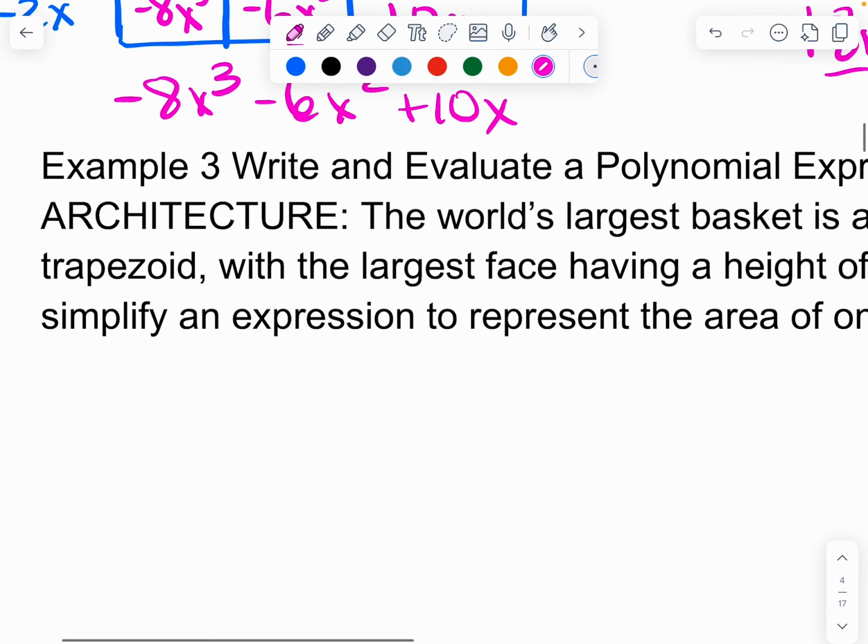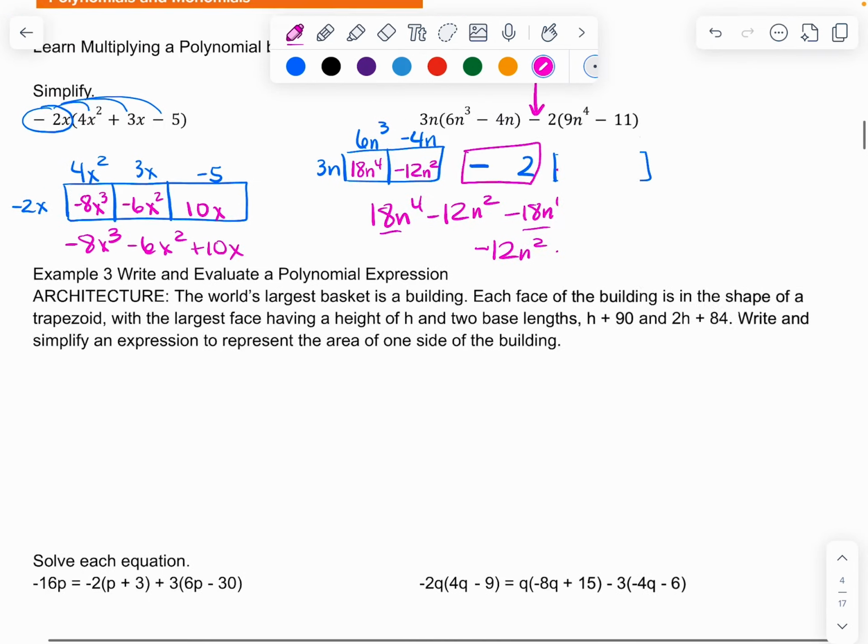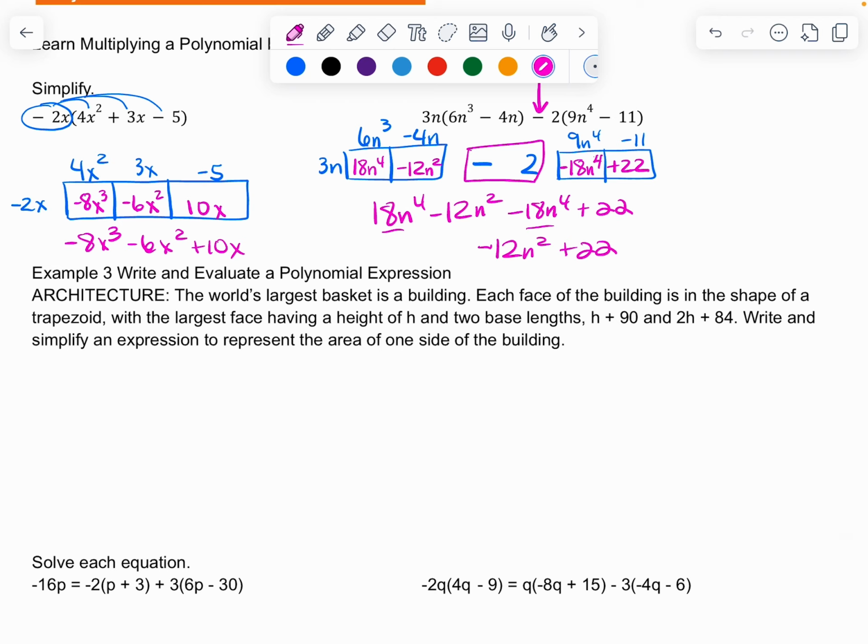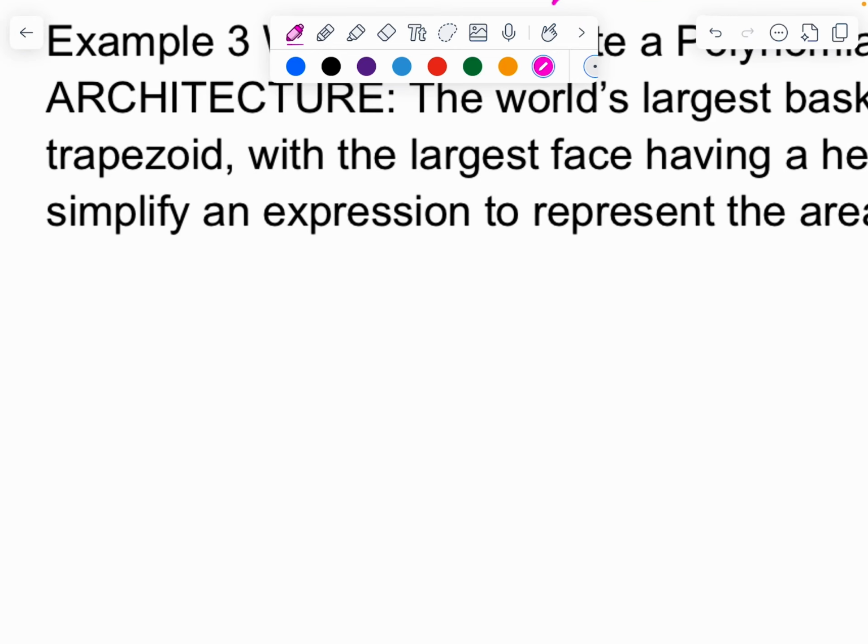Okay, then it says write and evaluate this. Okay, so architecture. World's largest basket is a building. Okay, that's weird. Each face of the building is the shape of a trapezoid, with the largest faces having a height of h and two bases with that. Write and simplify an expression to represent the area of the one side of the building.